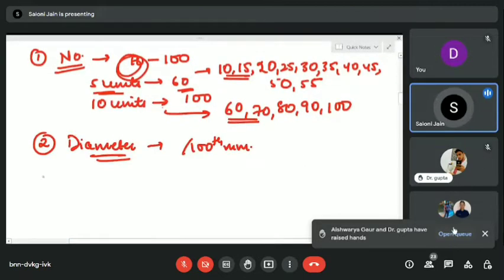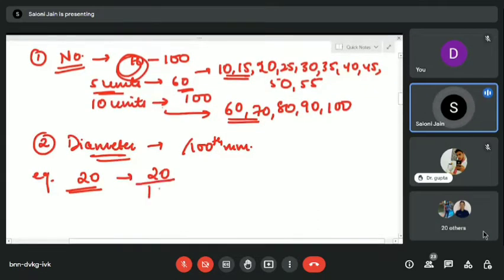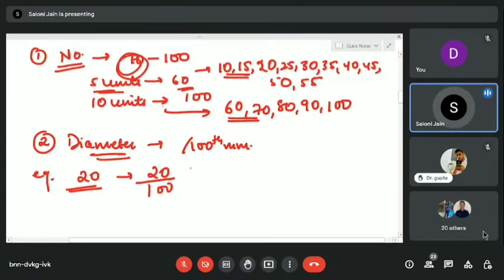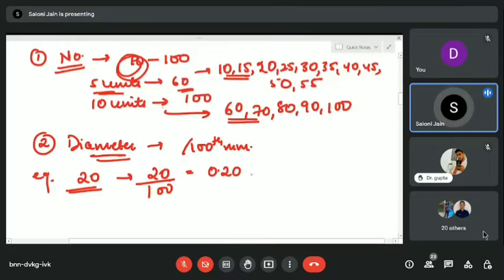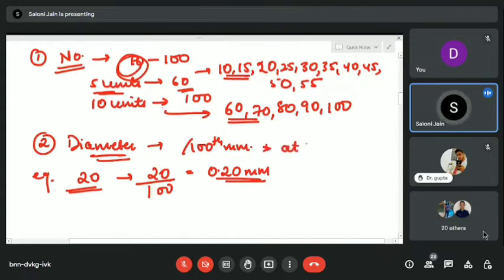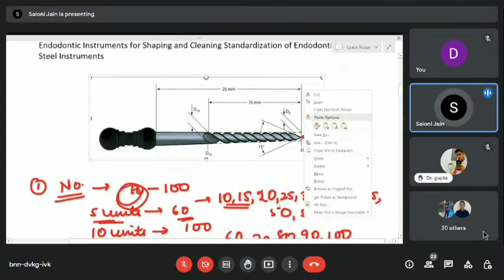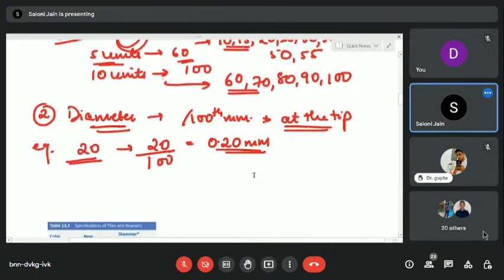So each number will be representative of the diameter in hundredth of a millimeter. They are saying, for example, if we say 20 number, the diameter would be 20 by 100, because they have said 1/100th of a millimeter, that is 0.20 mm. So basically what they say is each number shall be representative of the diameter of the instrument in hundredth of a millimeter at the tip. This is a point to be marked at the tip. They're talking about the tip. We'll come to this diagram once we go through all the points.